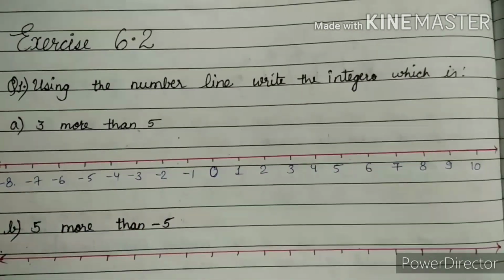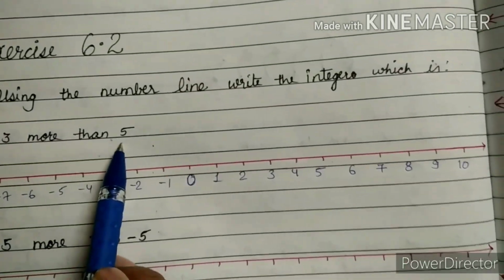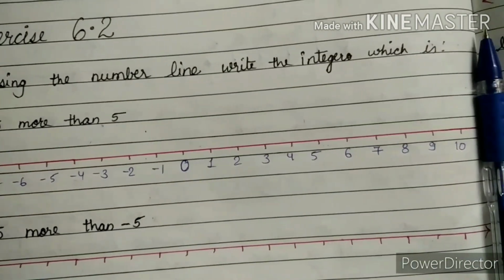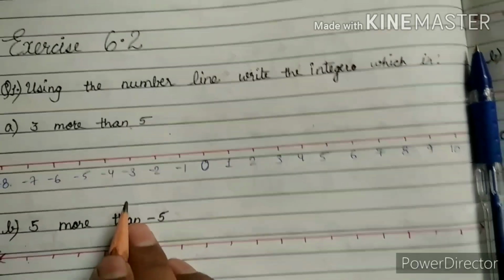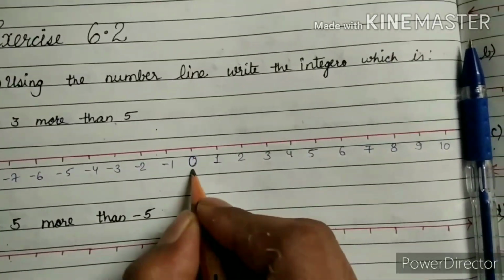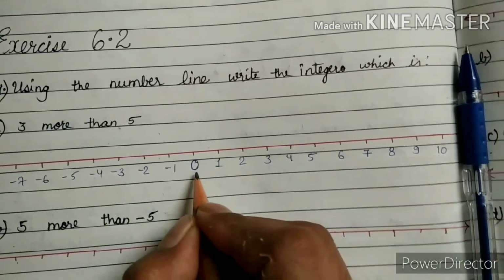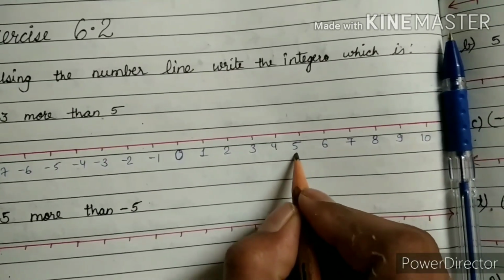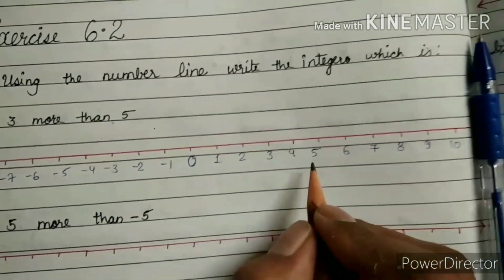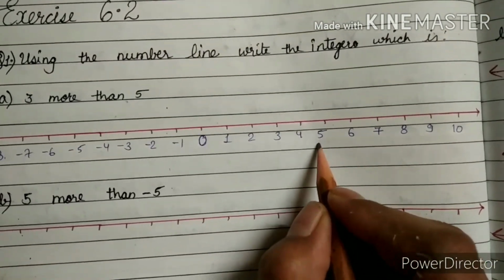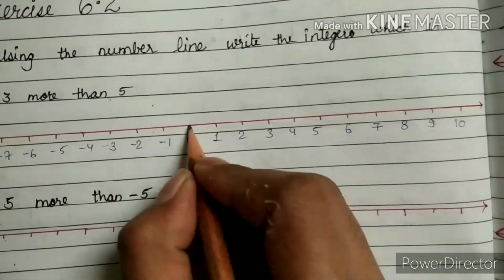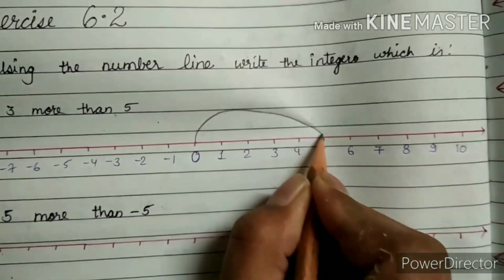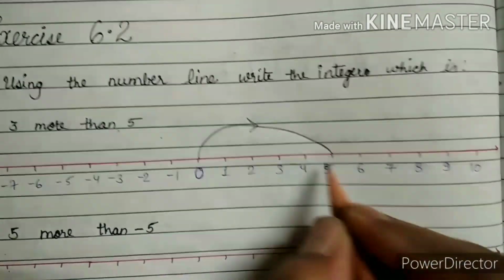negative 8. Now 3 more than 5 means we are standing on the 5, but how do we reach the 5? Always remember we have to start from 0. We reach 5 through 0. So we start with 0 and directly jump to 5. From here I am jumping directly to the 5. So here we are standing.